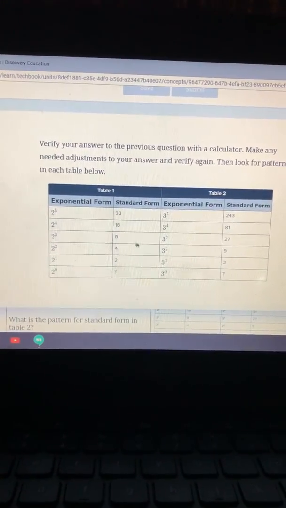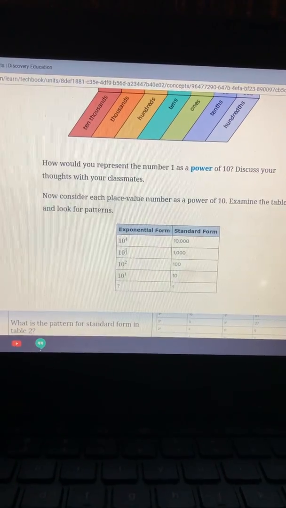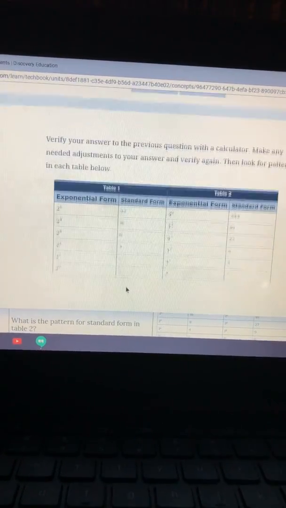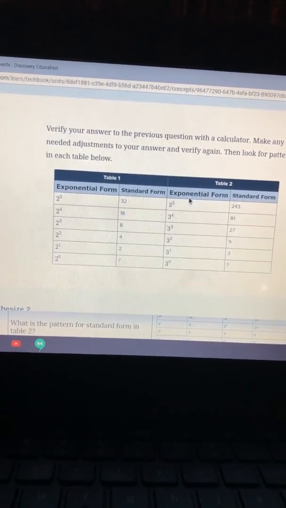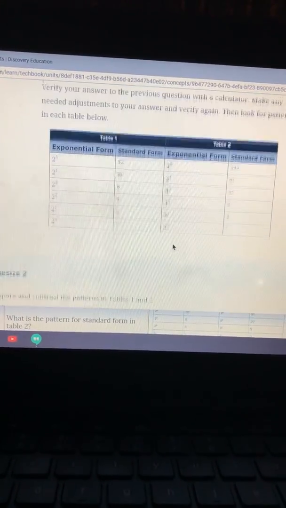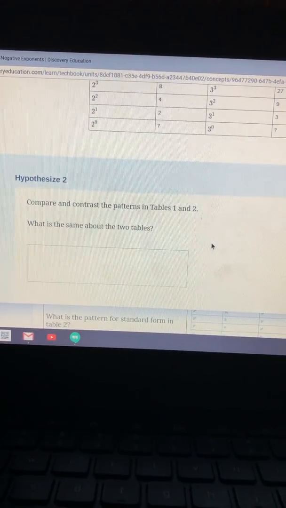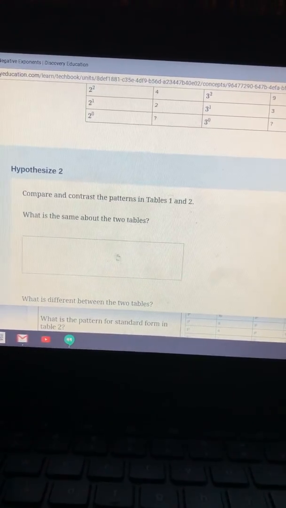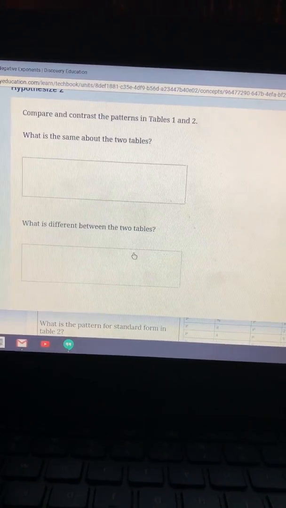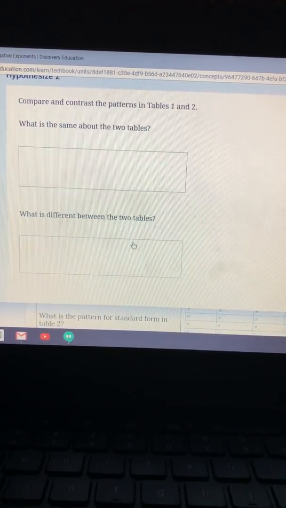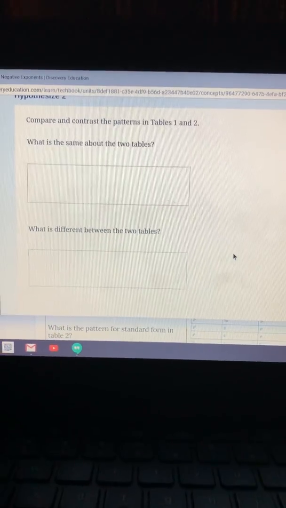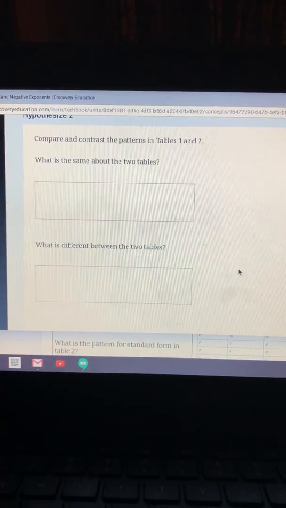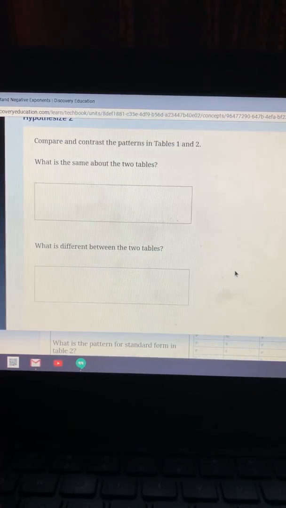Now we're going to examine these 2 tables. They are very similar to the table above, except over here we had a base of 10. In table 1 we have a base of 2, and in table 2 we have a base of 3. I want you to fill out hypothesize. How are the 2 tables the same? How are the 2 tables different? If you're not done typing, please pause the video here.